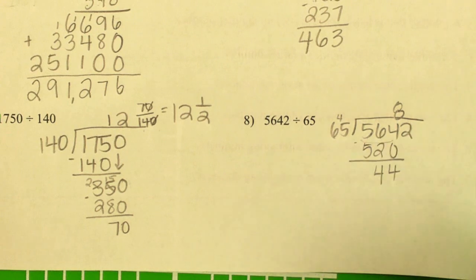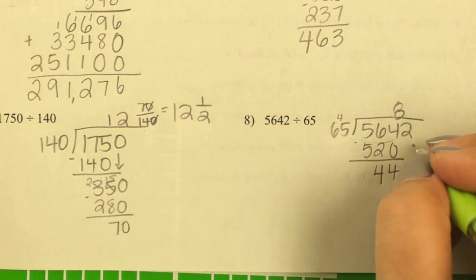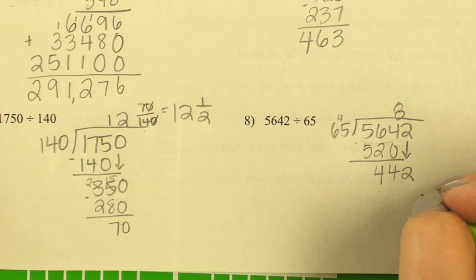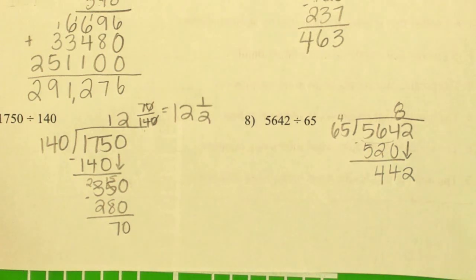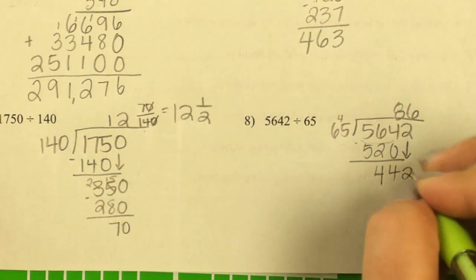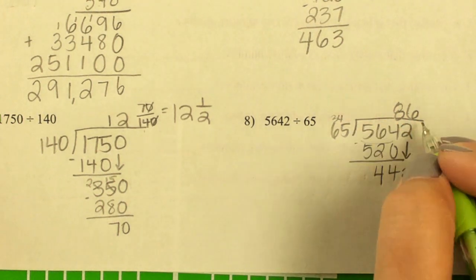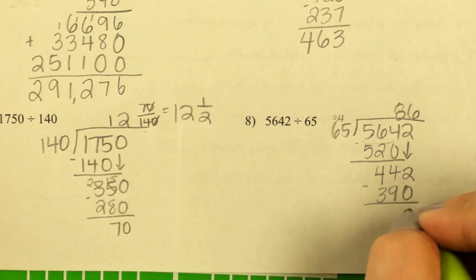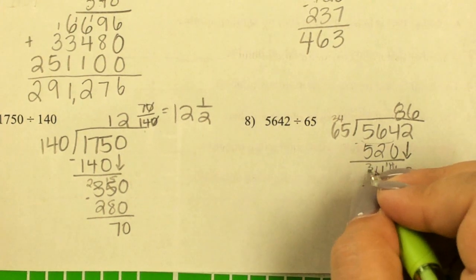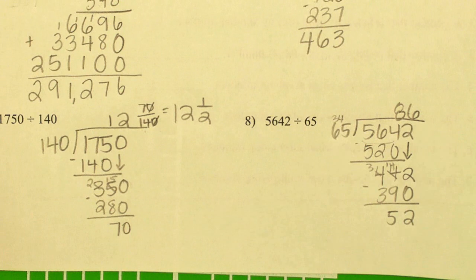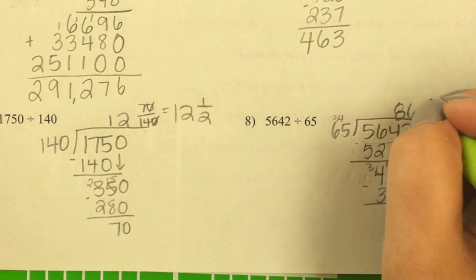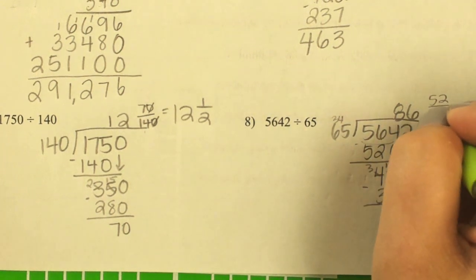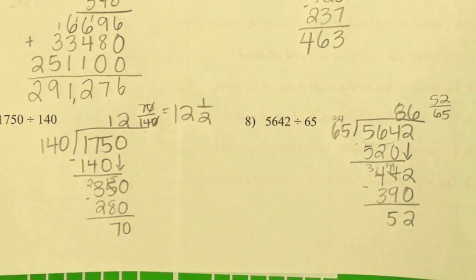I have 44 left. Is that less than 65? Bring down my 2. Okay, how many times will 65 go into 442? So 6 times 5 is 30. 6 times 6 is 36 plus 3. That gives me 39. Borrow 52. Is that less than 65? So 52 over 65. Can I simplify that? No. The only number that will go into both 52 and 65 is 1. So we're done.